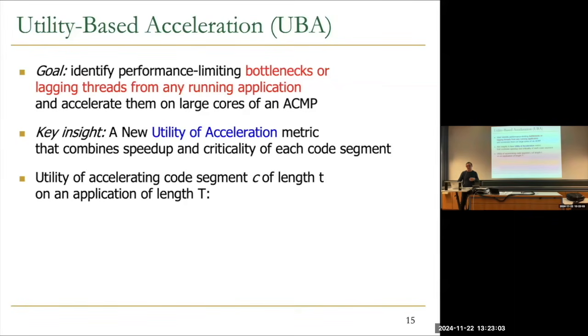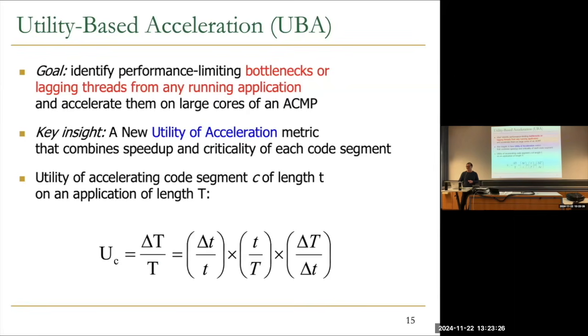But basically, the basic idea is it breaks down things in an easier to compute way, because this utility of acceleration may not be directly easily computable, but pieces of it may be computable. Essentially, we define the utility of accelerating code segment C of the length T on an application of length large T as a combination of these three things, which kind of look funny, right?